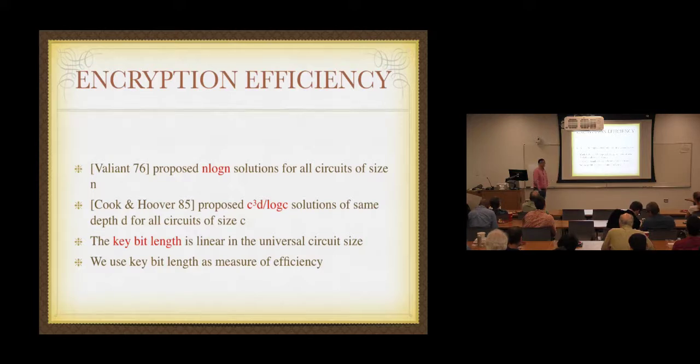I think this is extremely important for engineering, because in circuit design the depth decides the performance, the delay. So this one is more interesting, but the cost is higher. For a circuit of size C, it will be C cubed D divided by log C, which is much higher than this one. If you are a theoretician, maybe this is good enough, it's efficient. But as an engineer, it may not be, because here the key bit length is linear in the universal circuit size. That means each gate in the universal circuit has at least a constant number of programming bits. Compared with our original goal, that's probably too much.